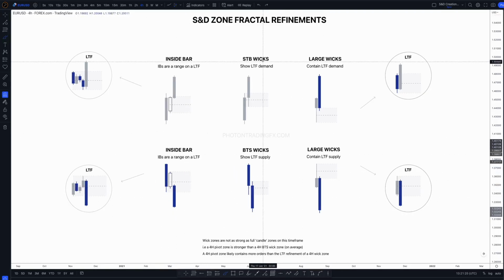So that's inside bars. Sell to buy wicks. This is where it gets a bit more interesting in terms of true fractal zones, whereby if you just see two bullish candles, a lot of people won't realize that there's actually valid supply in the middle of that. And the reason why is if you think about how the candles are formed, okay?